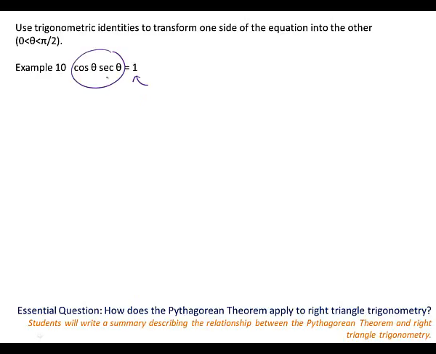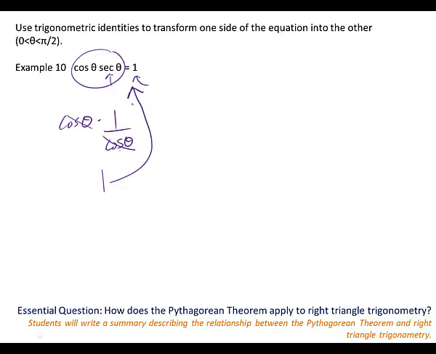All right. So I'm going to rename one of them. I know that secant could be substituted in with 1 over cosine, can't it? Because it's the reciprocal of cosine. What now happens with my cosines? They cancel out. And what am I left with? 1. Is that what I wanted to get?